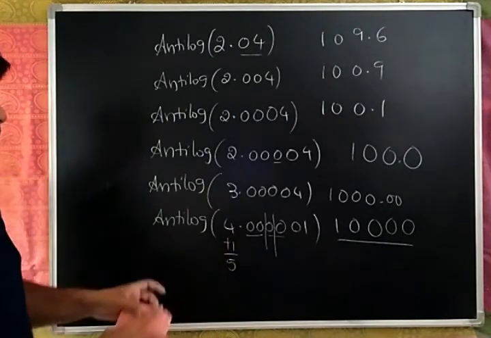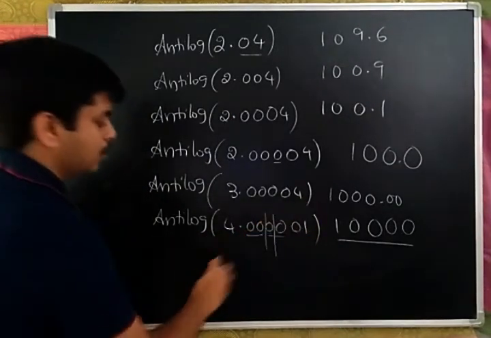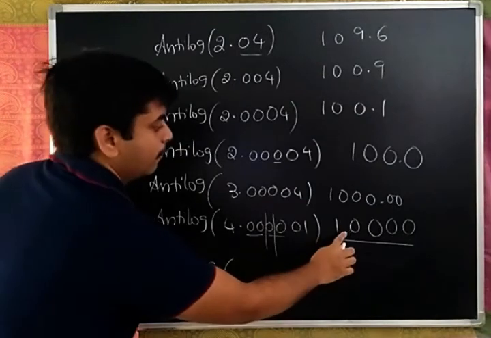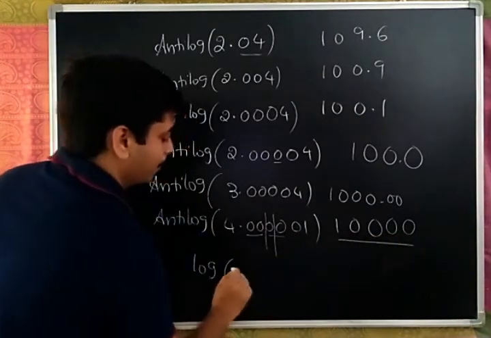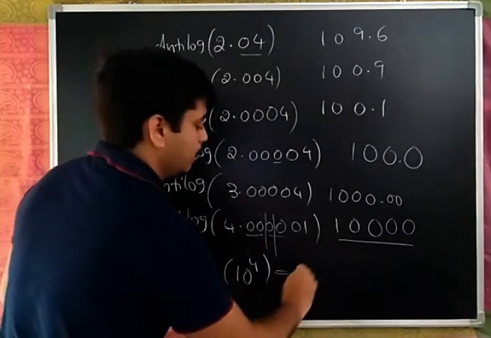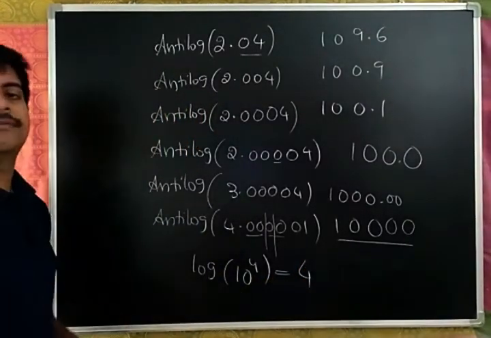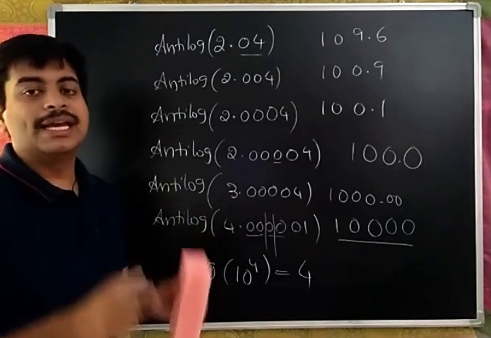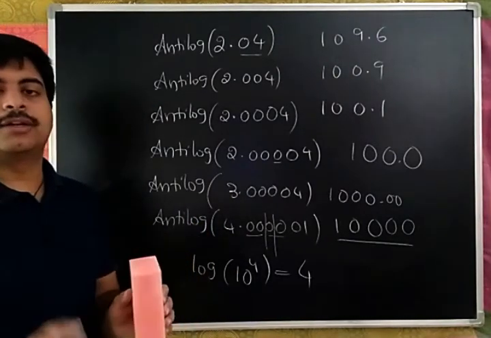If you carefully observe this with logarithms, log of 10 power 4, if you carefully observe, this is equal to 4. That is the same with anti-logarithm. Clear what are logarithms and what are anti-logarithms?